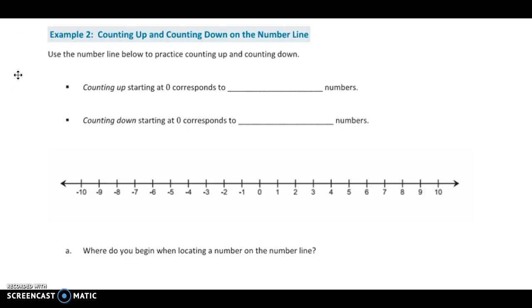You see your first blank says counting up starting at 0 corresponds to some type of numbers, right? Well, if you're looking at a number line and you're counting up from 0, that's going to be all of your positive numbers. In the same way, counting down starting at 0, if we're going to the left of 0, that's going to correspond to all of our negative numbers.